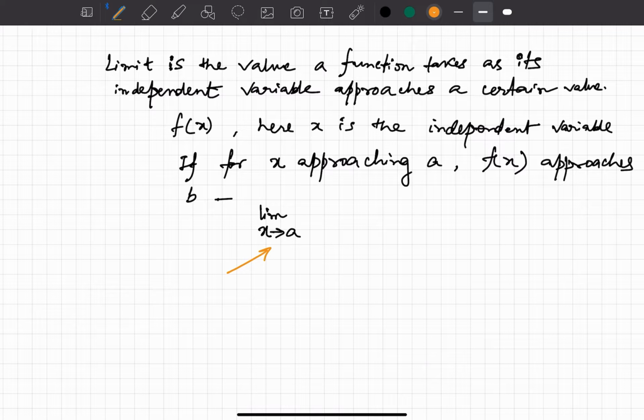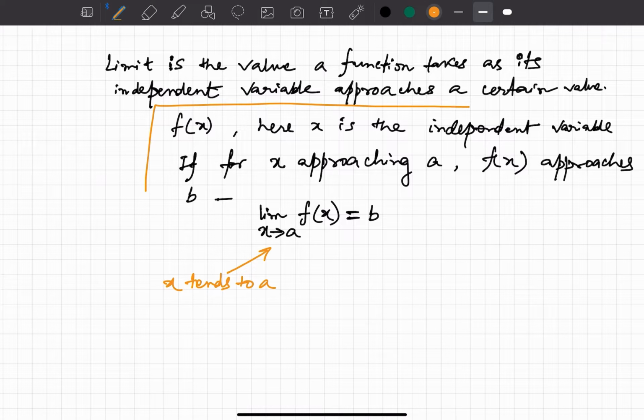This sign is x tends to a for the function f(x), and for x tending to a, f(x) is taking a value which is equal to b. I mean f(x) is approaching b. This is important.